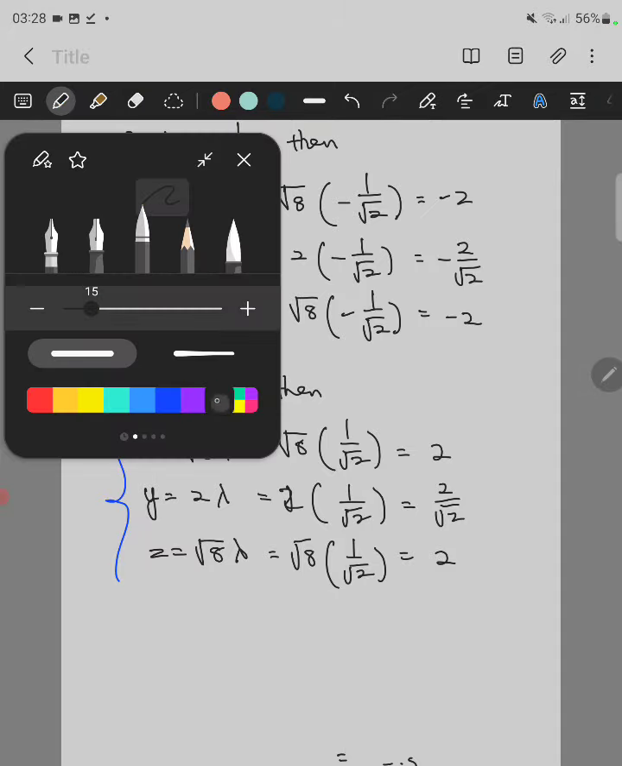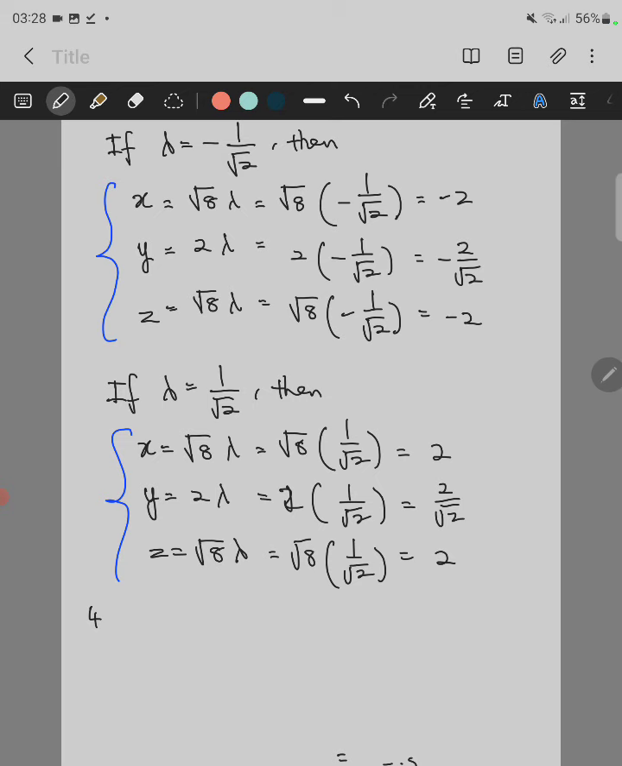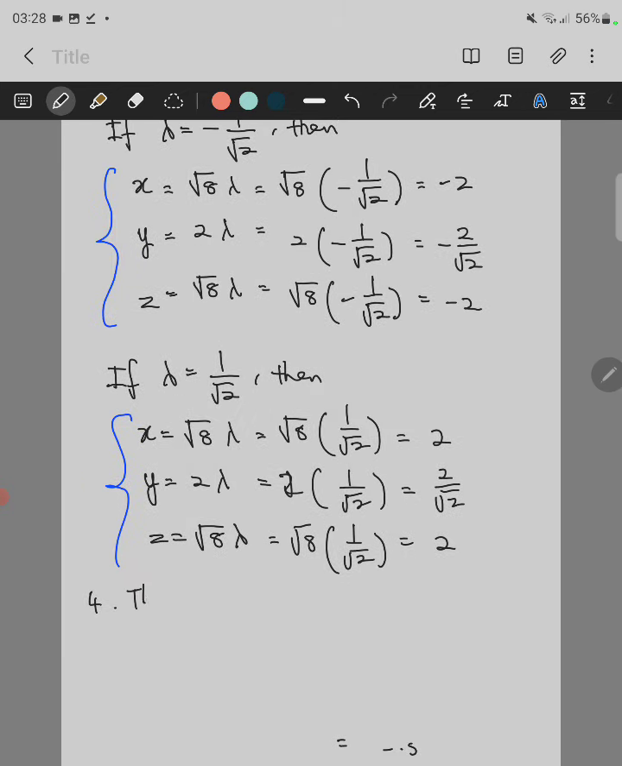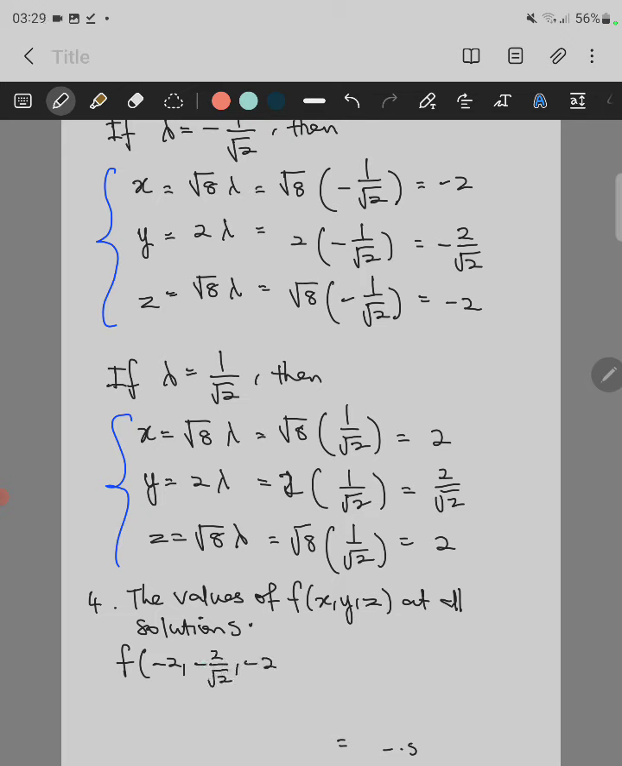Then for step number 4, what we need to do is find the values of our function f(x,y,z) at all solutions. Meaning that we need to find the value of our function f at minus 2, minus 2 over square root of 2, and minus 2. And then the second one, we need to find our function at 2, 2 over square root of 2, and 2.